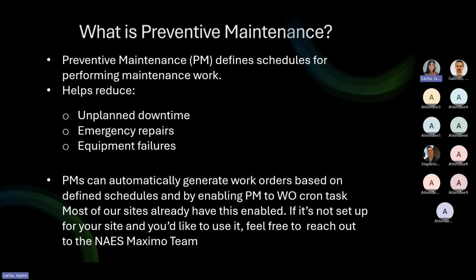At a high level, preventive maintenance is how we schedule recurring maintenance work in Maximo. The goal here is to stay proactive, reduce unplanned downtime, avoid emergency work, and extend equipment life. And most of your environments already have PMs automatically generating work orders through a cron task. If that's not set up for your site and you'd like to use it, definitely reach out to us and we can help get that configured for you.